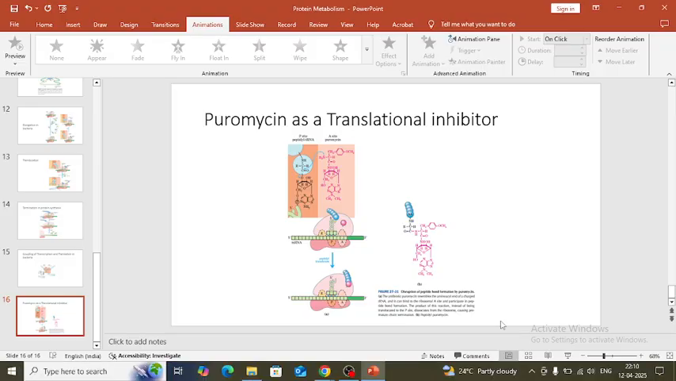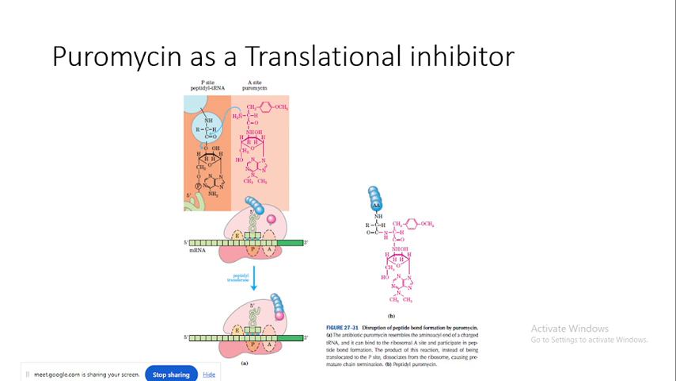This is the structure of this polypeptidyl-puromycin. So this polypeptidyl-puromycin will be released from the ribosome, dissociated, and there will be termination of the premature chain. So this is called premature chain termination, right? That's how translation can be inhibited by using the aminoacyl-tRNA analog, which is puromycin.